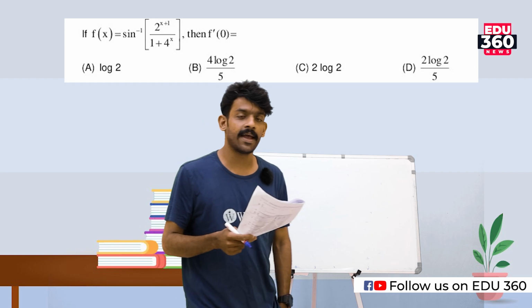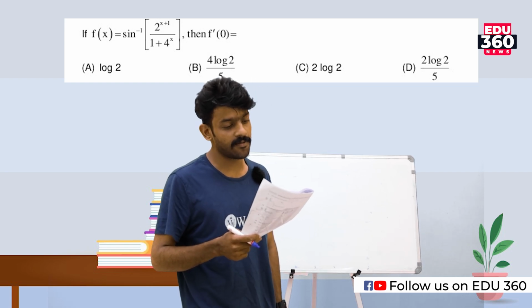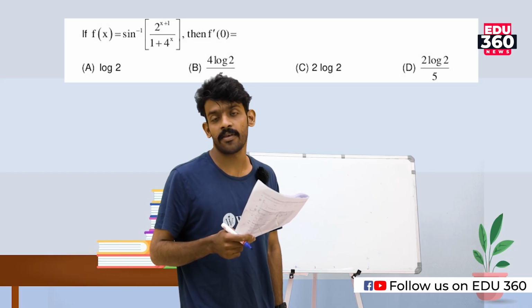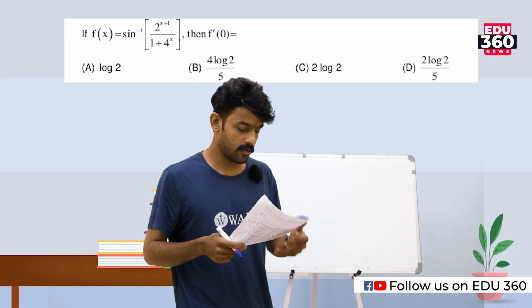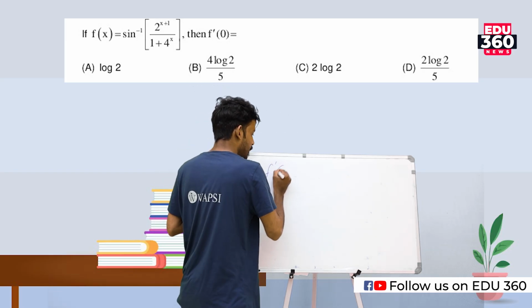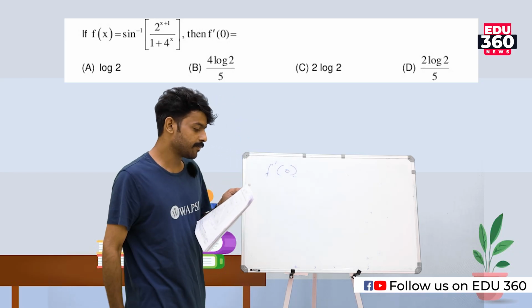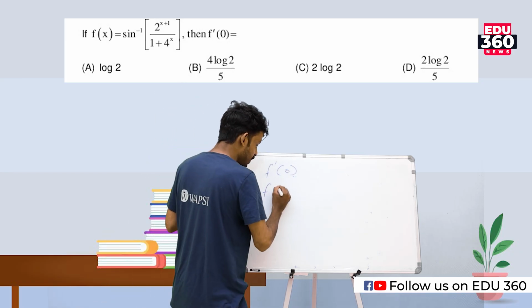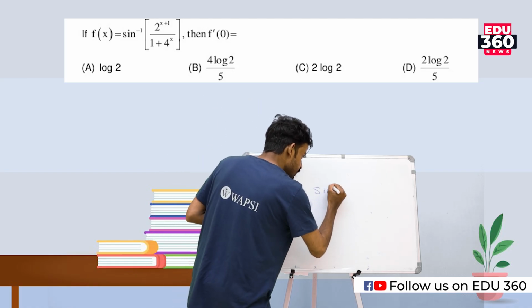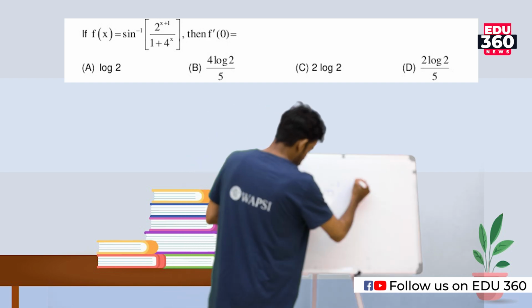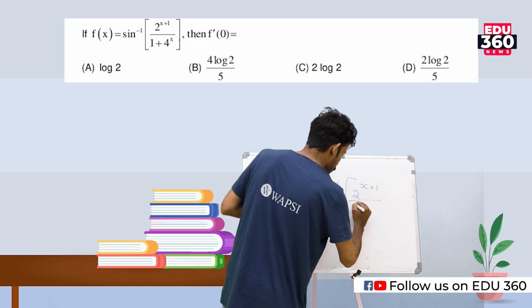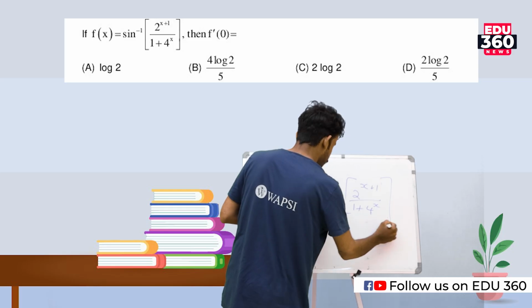So the question is: given that f of x is equal to sine inverse of (2 raised to x plus 1) divided by (1 plus 4 raised to x), they are asking us to find f dash of 0. We need to find the value of this. Okay, so this is the question.